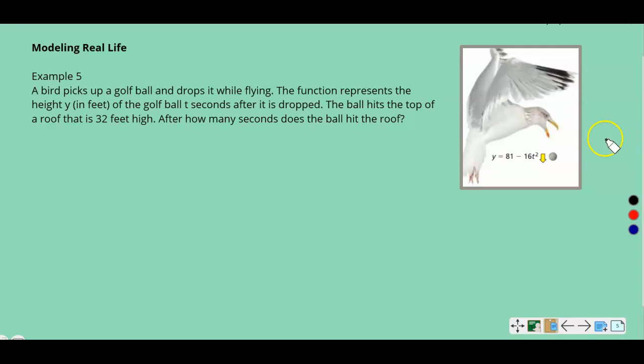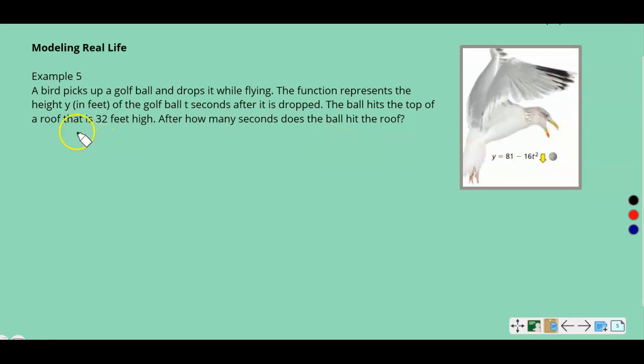All right, so you can see here it gives us an equation, y equals 81 minus 16t squared. Hopefully, as soon as you look at that, you see that 81 is a perfect square. 9 times 9 is 81. 16t squared is also a perfect square. 4t, quantity squared, is 16t squared. So this is considered a difference of squares.